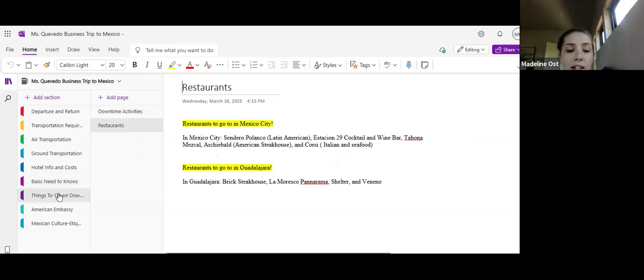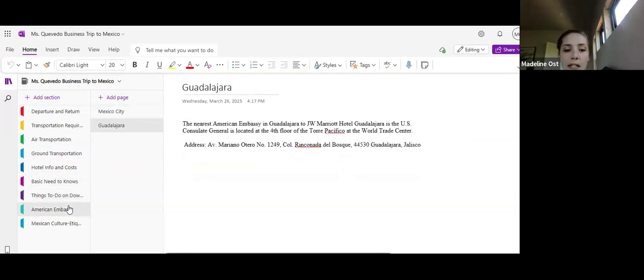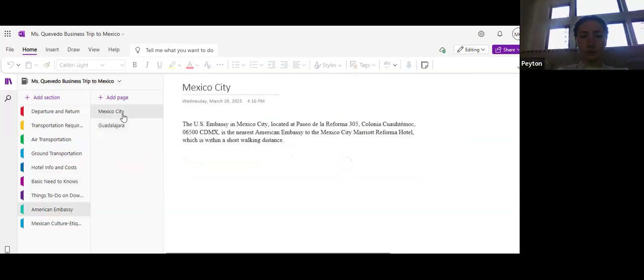Things to do on her downtime. I have restaurants to visit, ones that are in Mexico City, ones that are in Guadalajara, and I have some downtime activities. I have things for her to do in Mexico City, things to do in Guadalajara, and then the nearest American embassies in Guadalajara and Mexico City.